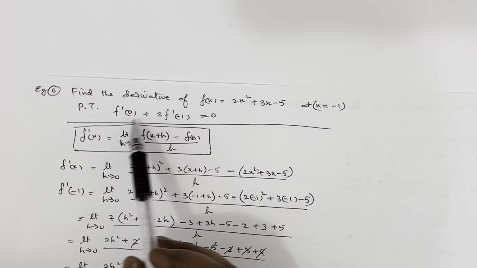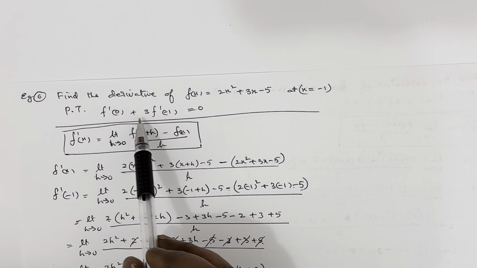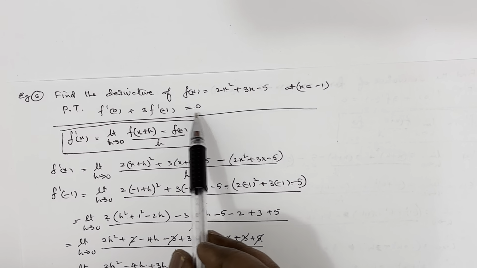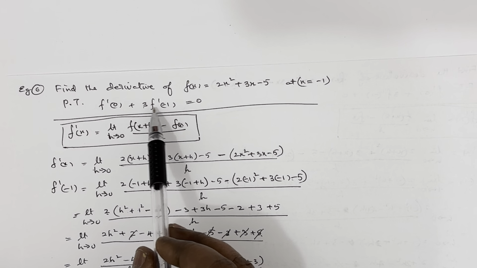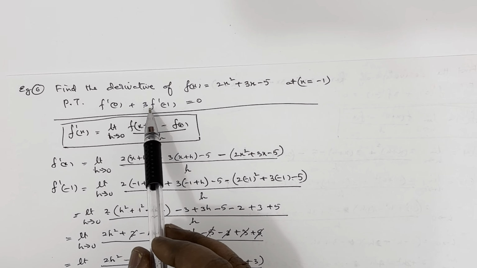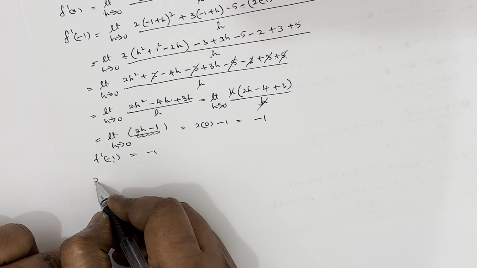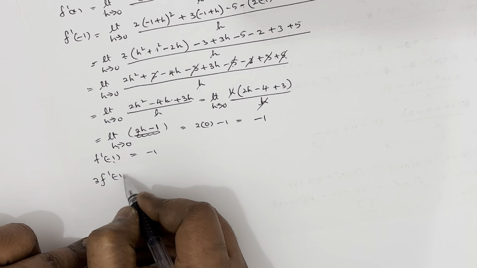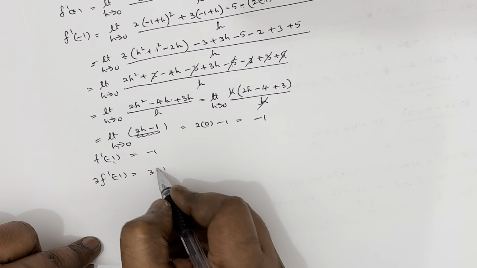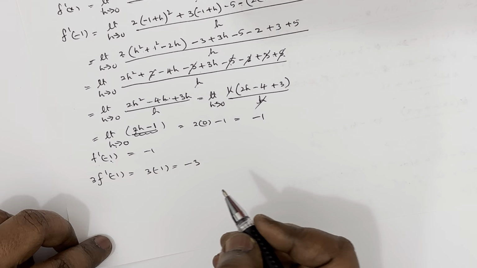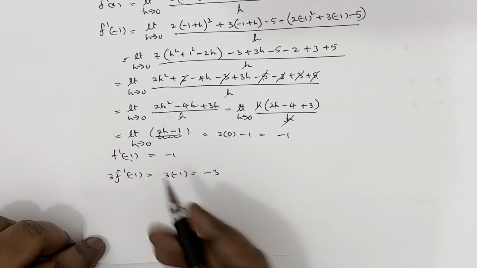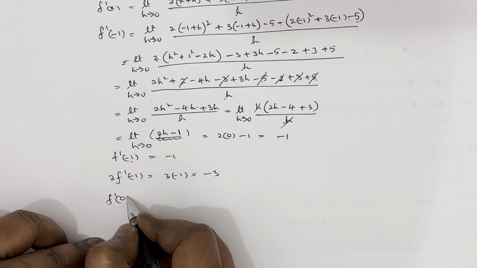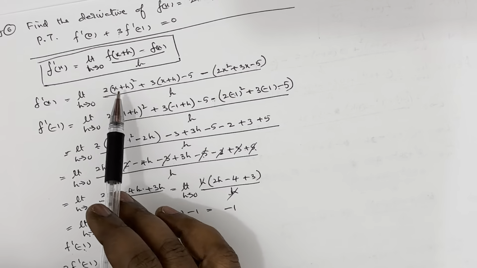Okay, now here we have to prove that f dash of 0 plus 3 f dash of minus 1 is 0. Now we have already got f dash of minus 1. So we want 3 f dash of minus 1, just multiply by 3. Okay, multiplying 3 with this, 3 f dash of minus 1 is equal to 3 times minus 1, which is equal to minus 3. Okay, now the second one is f dash of 0. Now let's put 0 in this expression.